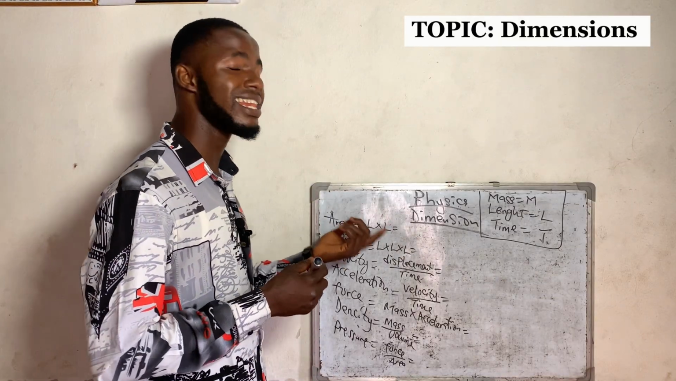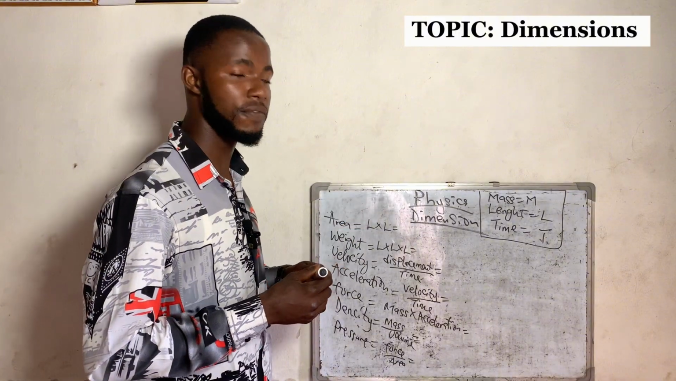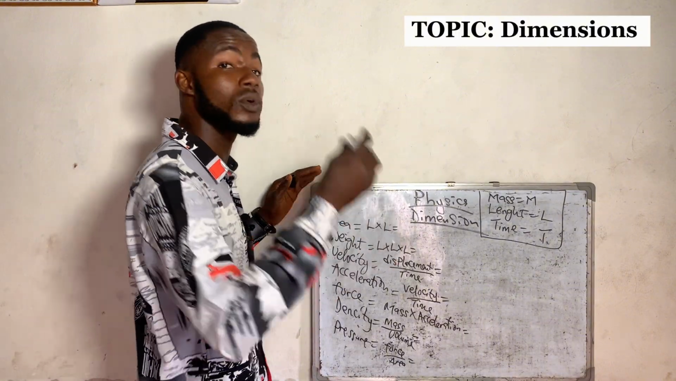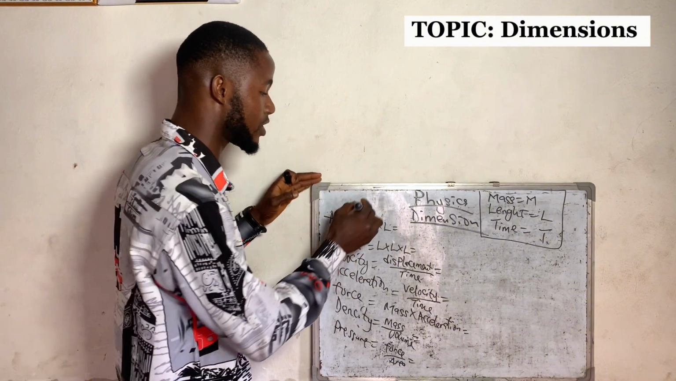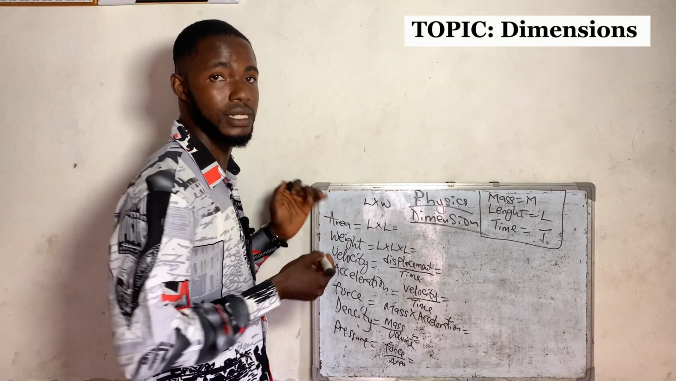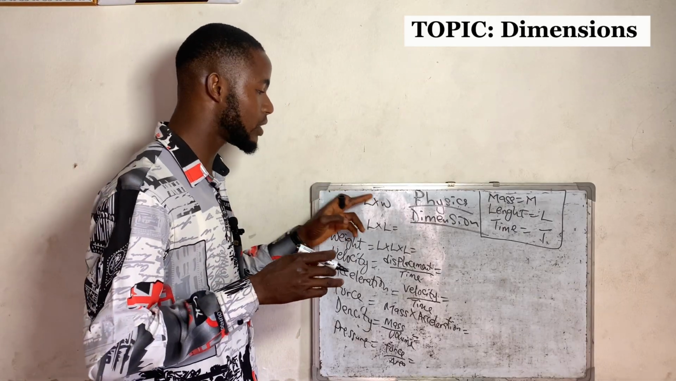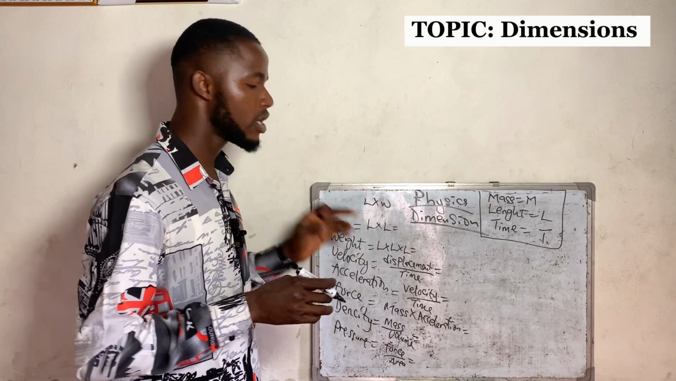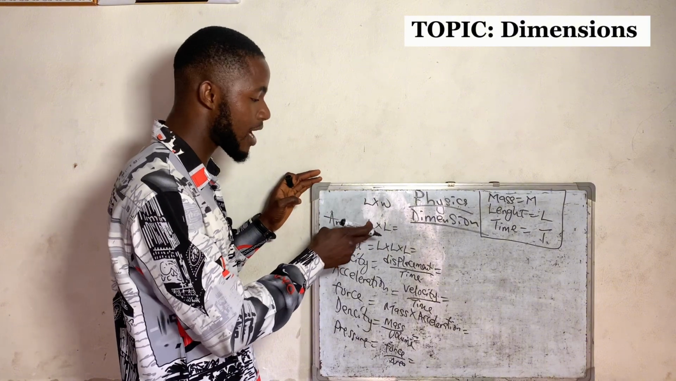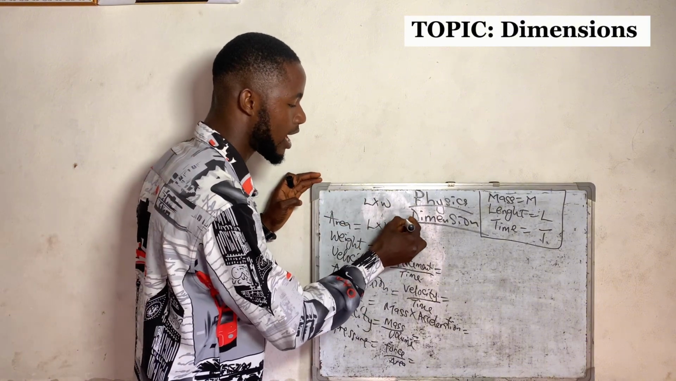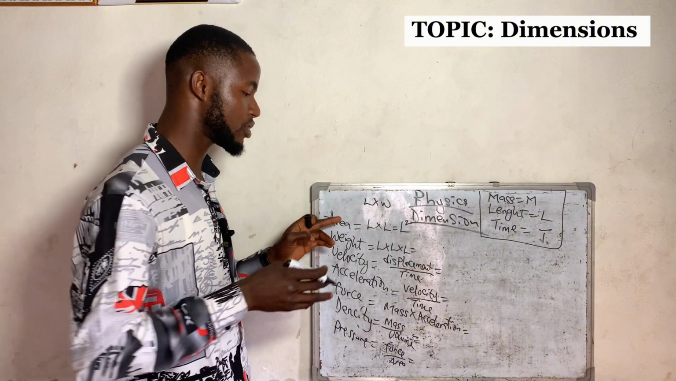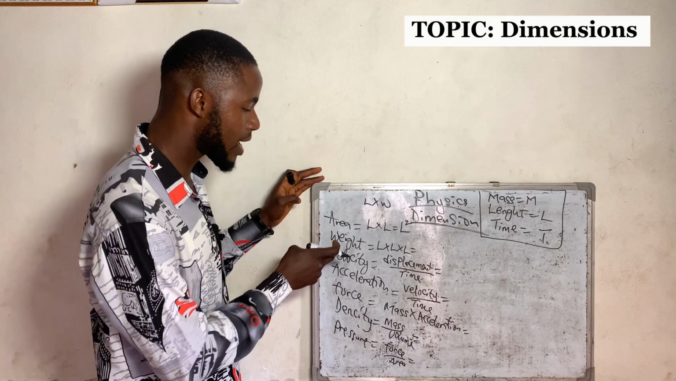So area is what? Length times length. Are we following now? In our normal mathematics it should be length times width. But this is physics, so this width now turns to length. That is in dimension. We have length times length, which is L squared. That is the dimension for area.